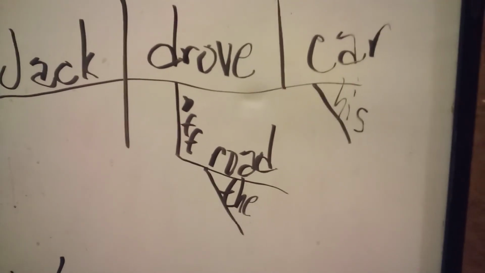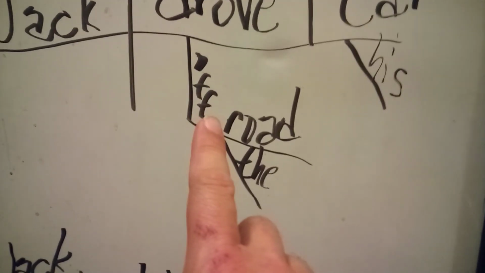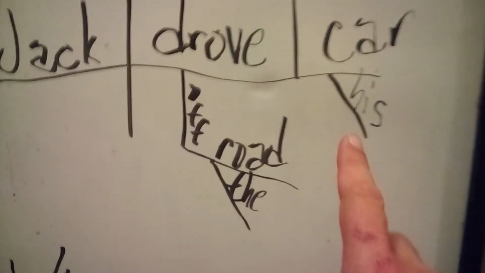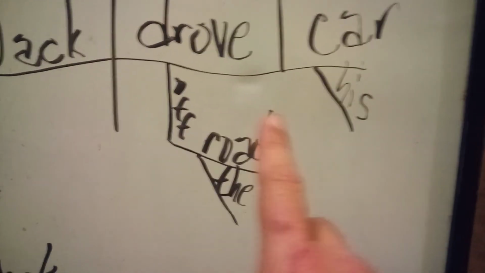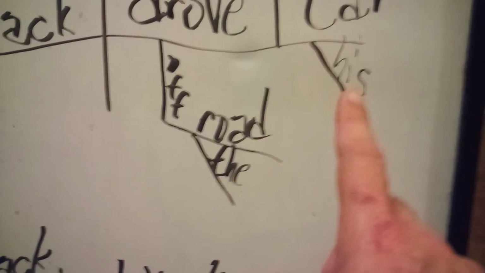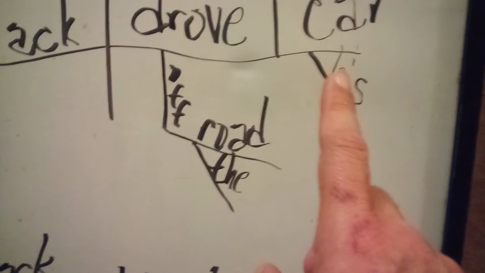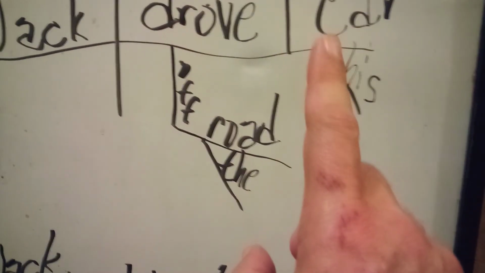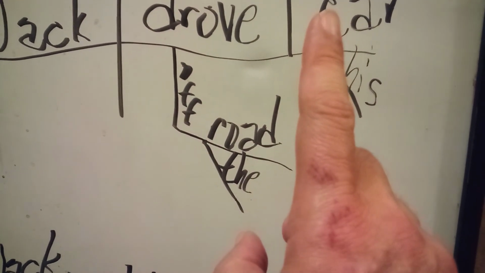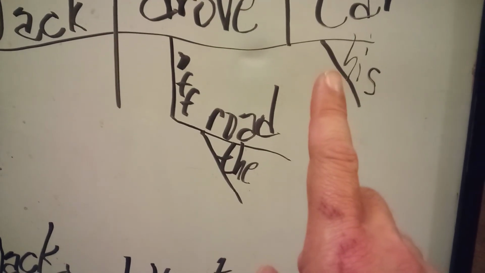Now, this prepositional phrase could be moved from under drove, modifying drove, and be placed under car. And what would that mean? Well, if we have Jack drove his car and the prepositional phrase off the road under car instead of drove, what that says is which car Jack drove. Did Jack drive his car that was in the parking lot? Did Jack drive the car that was on the road? No, he drove the one that was off the road.